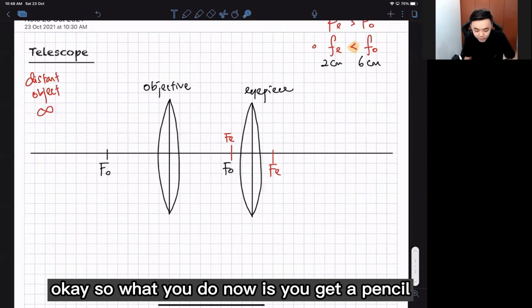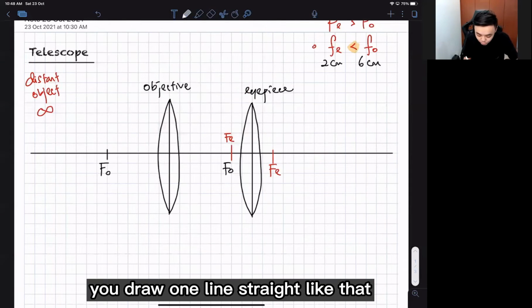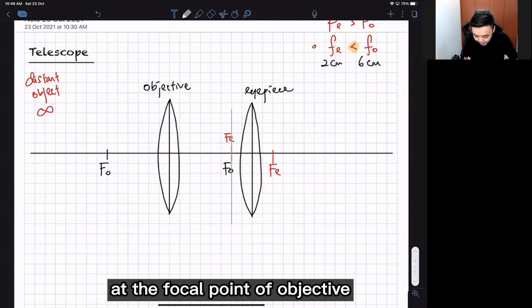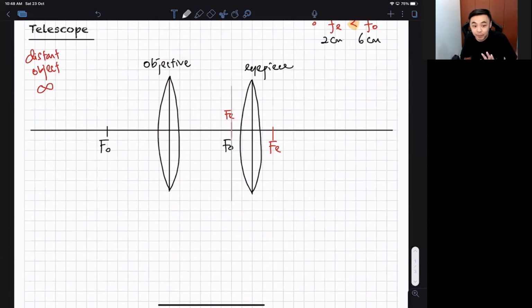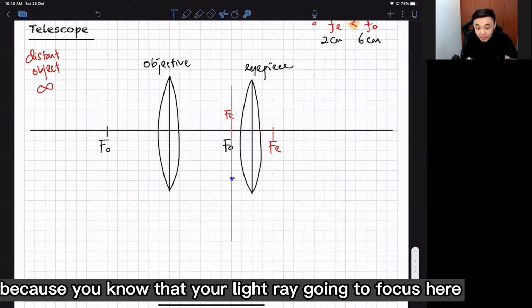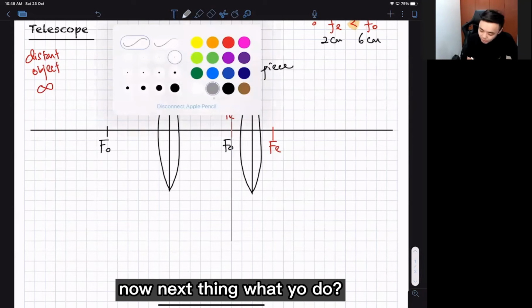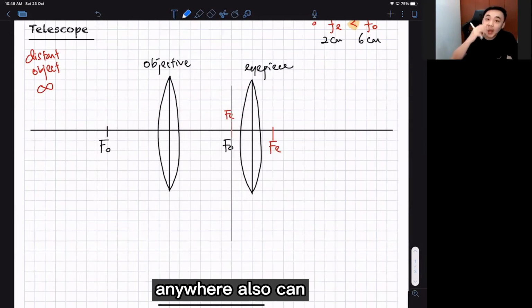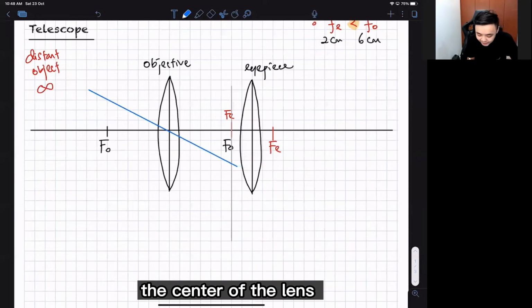Okay. So what you do now is you get a pencil. Later you have to erase it, that's why you get a pencil. You draw 1 line straight like that at the focal point of the objective. Yes, objective. So this one will basically become your focal line, because you know that your light ray is going to focus here, but you don't know where yet. Just that you know exactly these locations. Now, next thing, simple. You draw 1 straight line anywhere else again. Any angle also can. Basically, just 1 straight line going through the center of the lens.